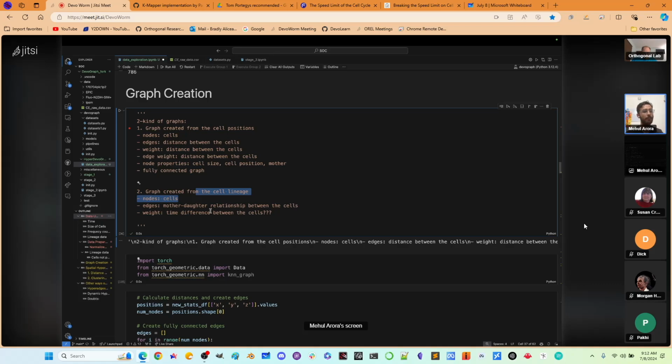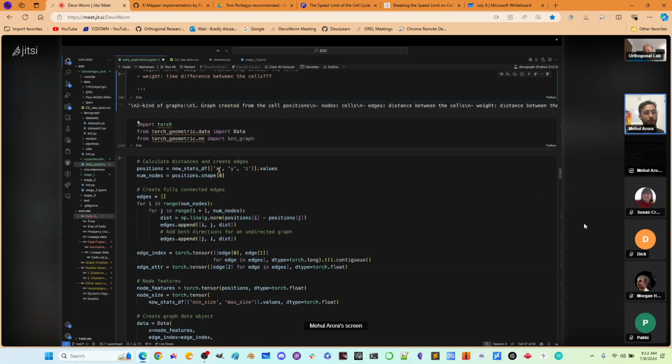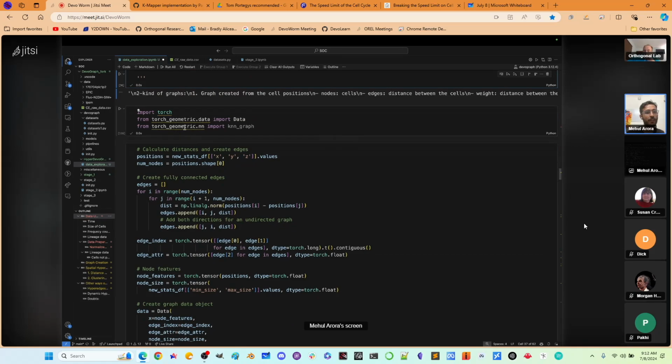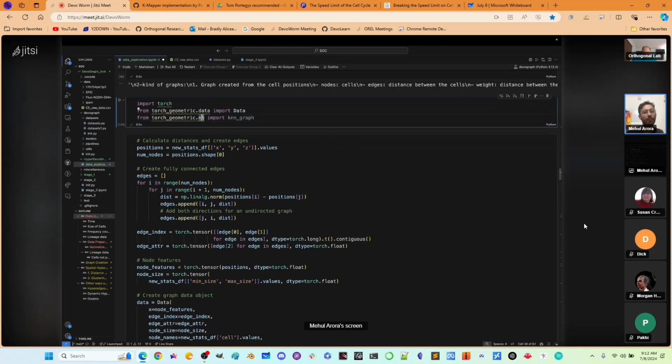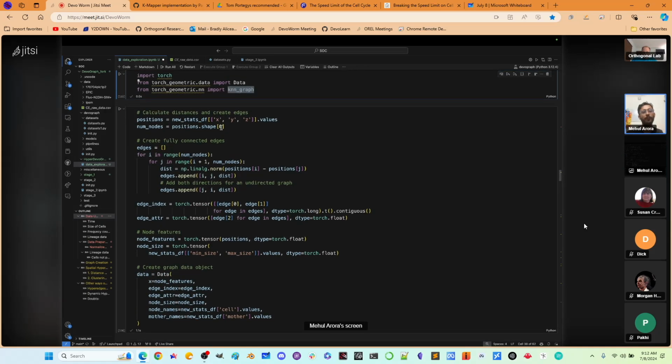But we don't plan to use a directional graph yet because I'm not sure how a hypergraph can be directional. But we can think about it at a later point. Sticking to the first graph, the cell positions, we'll start with that. I have used torch geometric to create the graph. I have used a KNN graph, which is basically based on the x and y coordinates.